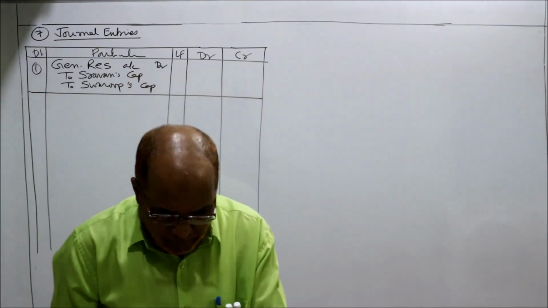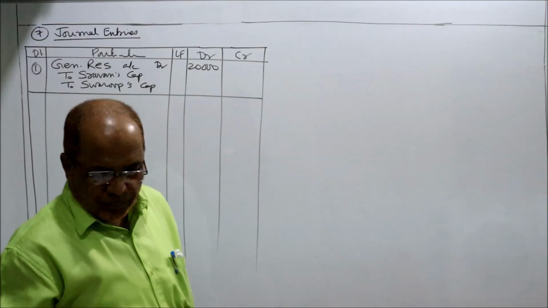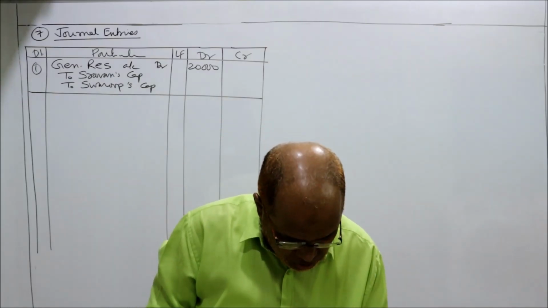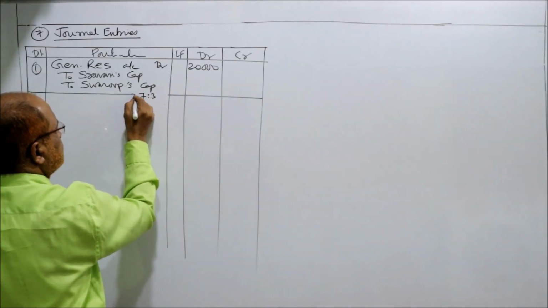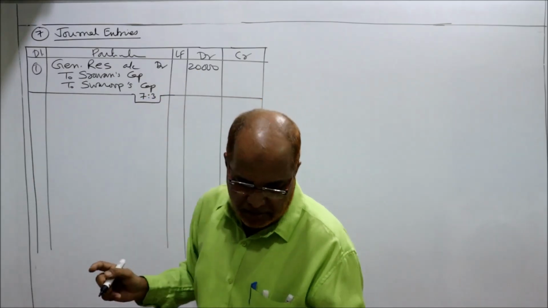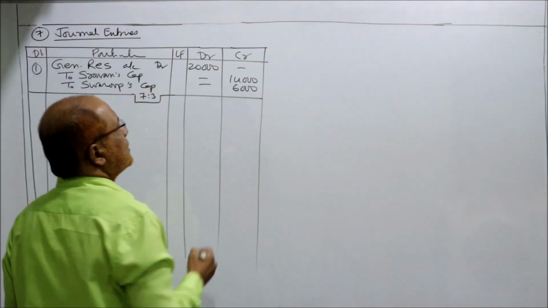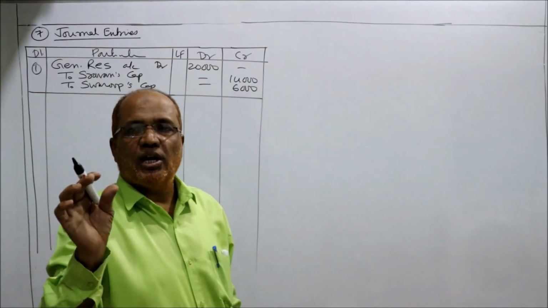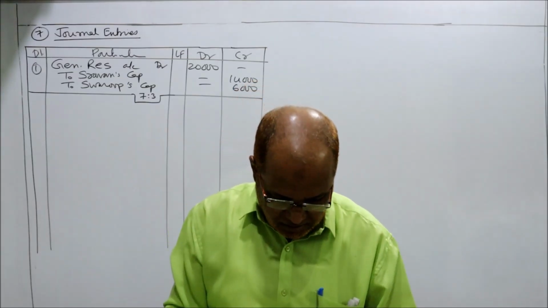So general reserve is given in the problem as 20,000. Now, this general reserve should be distributed between the partners in the old ratio. What is the old ratio given? Sravan and Swarup are sharing the profits in the ratio of 7:3. The profit sharing ratio is 7:3, which means 7/10, 3/10. So 20,000 into 7/10, you will get 14,000. 20,000 into 3/10, 6,000. Being the general reserve shared by old partners in old ratio.